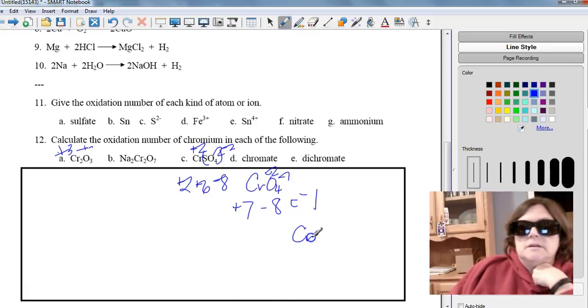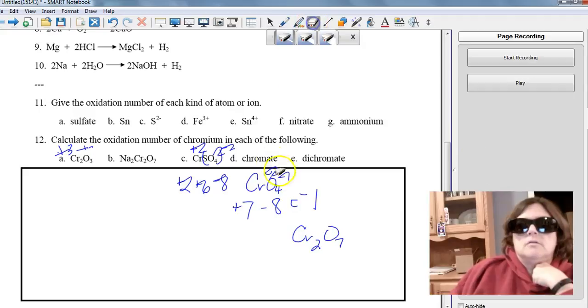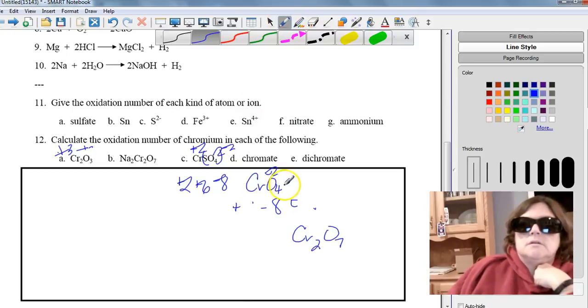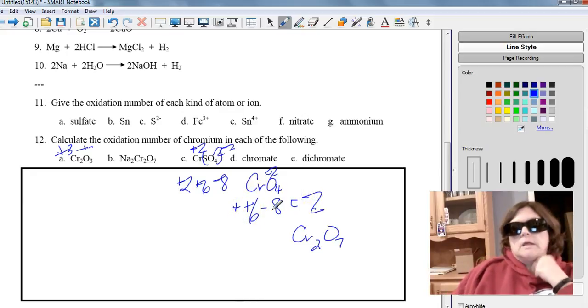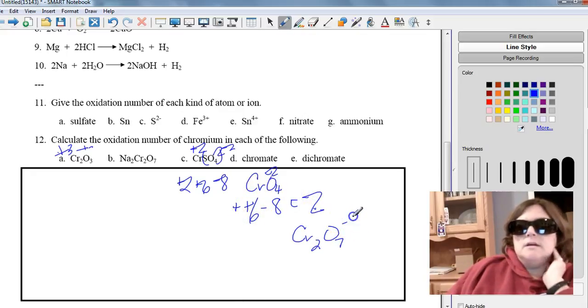Dichromate, Cr2O7. You know what I did? I just did that wrong. Chromate is a negative 2 charge, so it's a plus 6. So all of you that figured that out and were going, wait, good job. Dichromate is a negative 2.